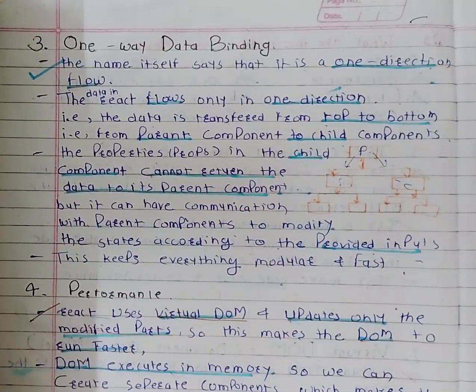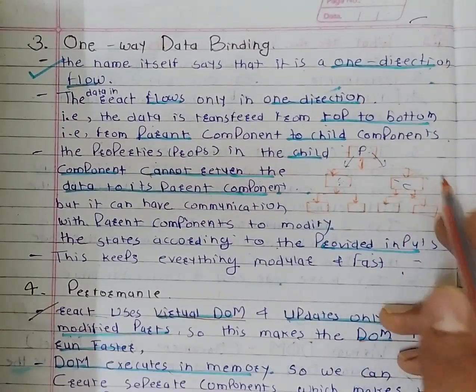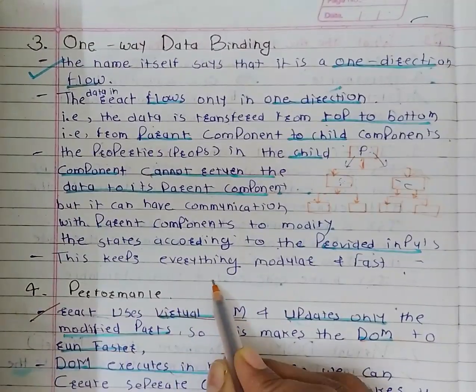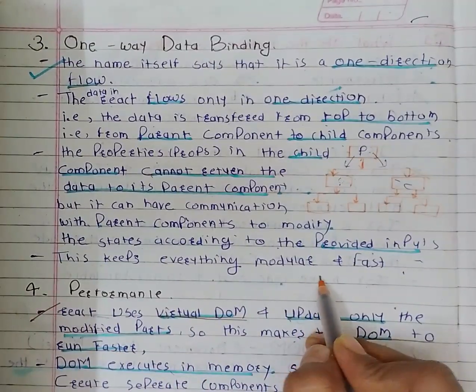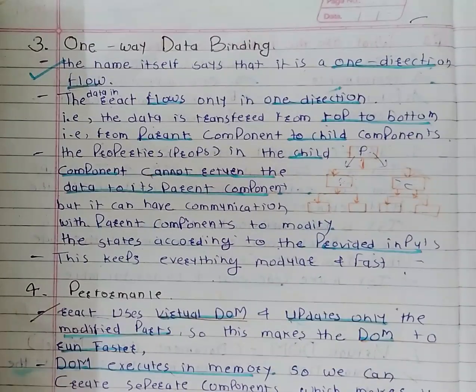So the child can modify the inputs of parents. This keeps everything modular and fast. This makes React simpler, and keeps everything modular and fast, because two-way data binding makes things more complex.